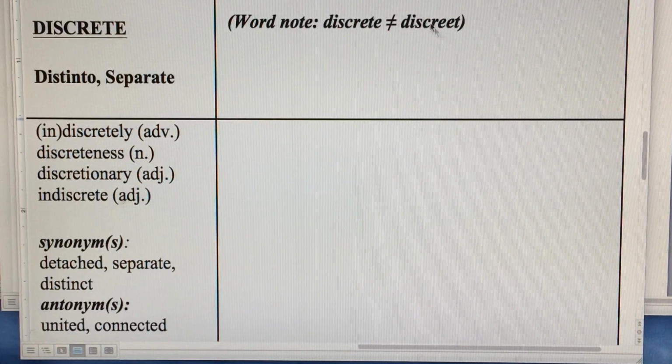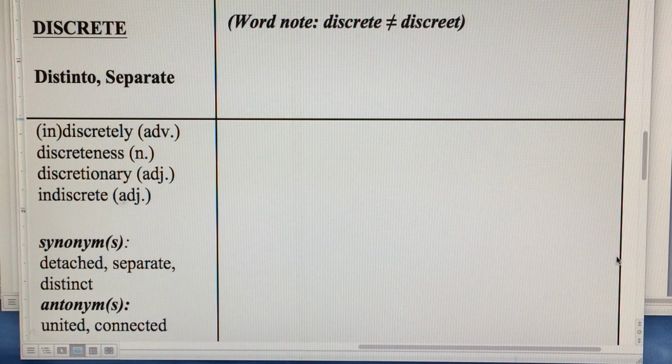So don't get mixed up with the other discrete, because that is an academic word too. Write your original sentence about yourself using discrete, C-R-E-T-E, as an adjective, and also include an illustration. And that is your word of the day. Happy studying.